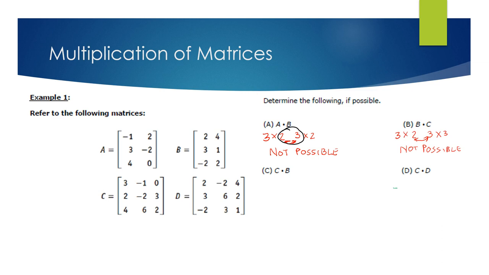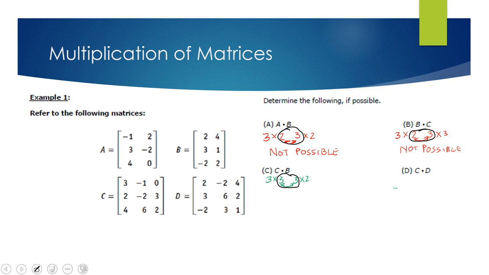C is a 3 by 3. Again, these inner dimensions are not the same. It's not possible. C times B, on the other hand, well, if I look at it, these two are the same. I can carry through that multiplication. How do you do it? And this is where it gets tricky.